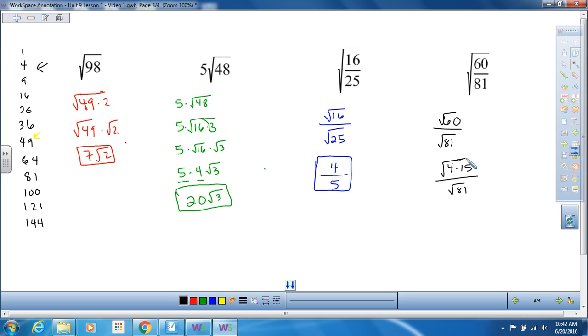Okay, so square root of 4 times square root of 15. I can separate. That's 2 square root of 15. And then if I look at my square root of 81, 81 is in my list, so that one's just 9. And this is how I will leave my answer. So 2/9, if you could, you would reduce those. So if this were like 2 over 8, we'd reduce that to 1 over 4. You cannot reduce the 15 and the 9 because the 15 is under the radical. So the only things you can combine are those that are outside together or inside together.